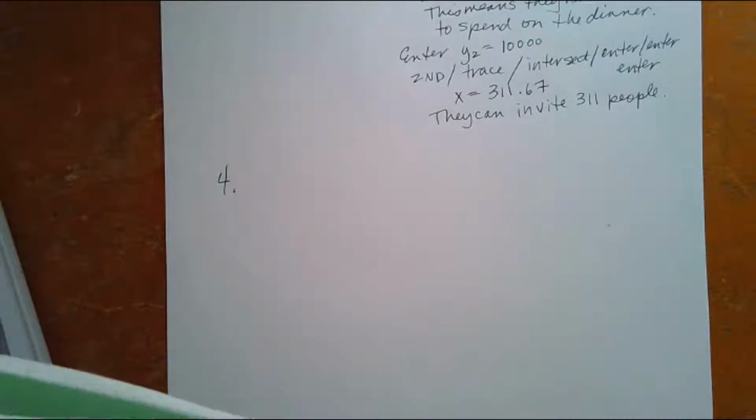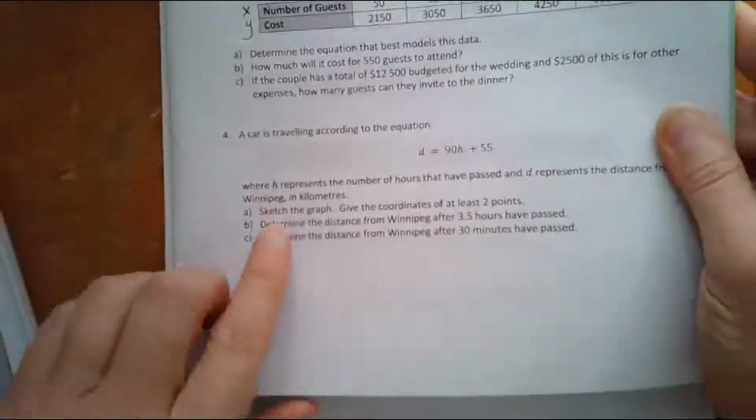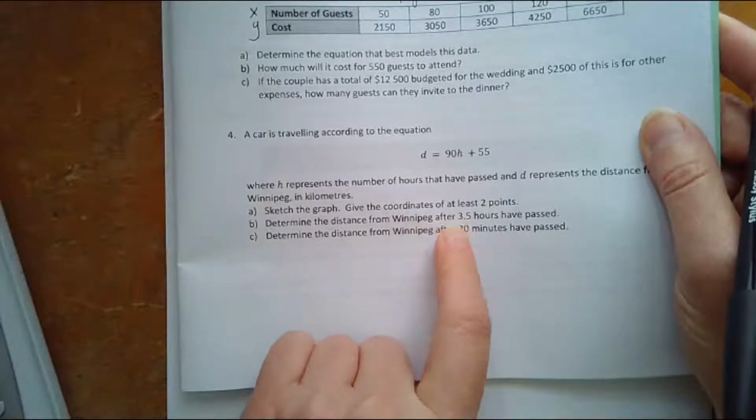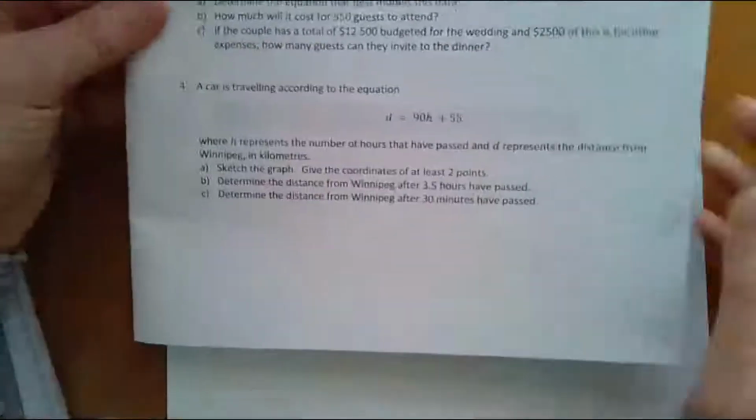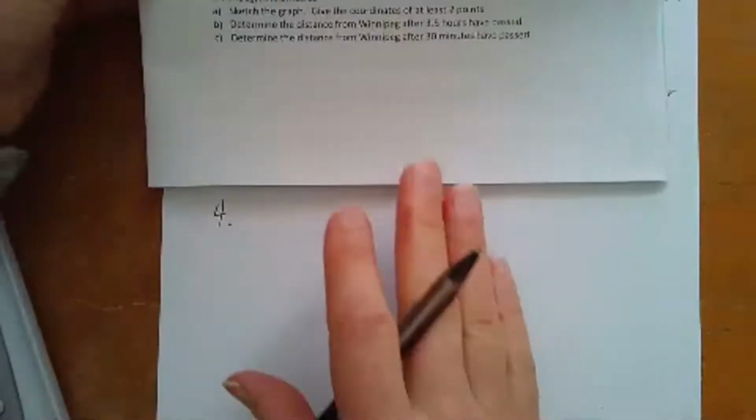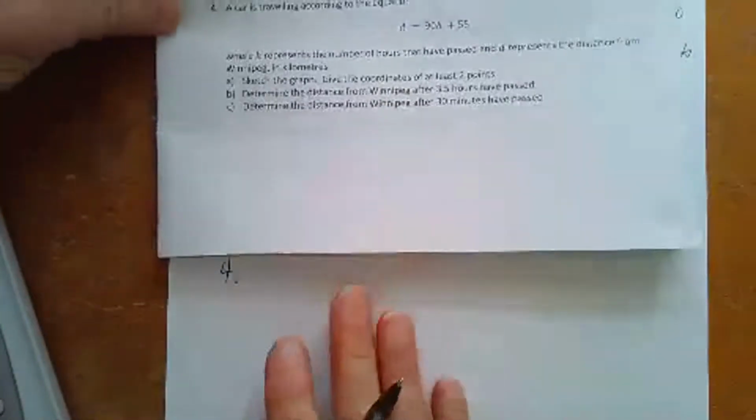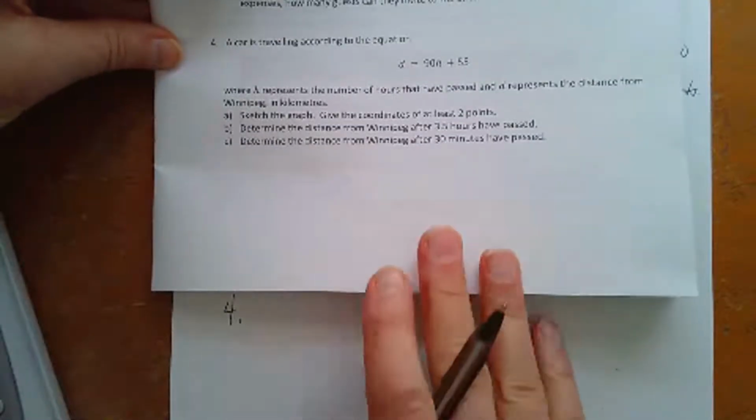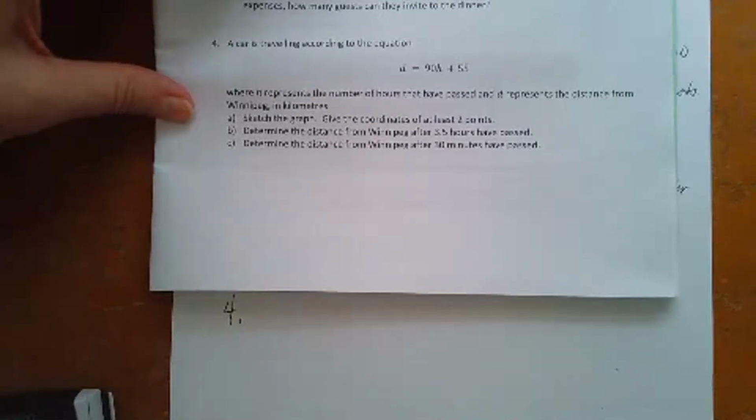Okay, now for number 4, if you can read this, a car is traveling according to this equation, sketch, and then they give me 2 answers here. So I'm going to see if I can fit everything. I don't think I can. So I'm going to do something kind of wonky, I think. There. Okay, so number 4, clear your calculator out.